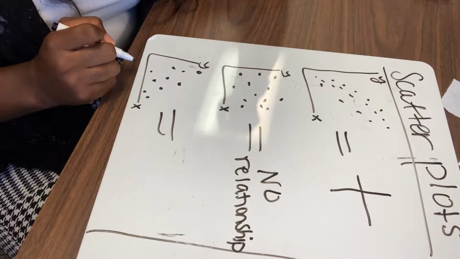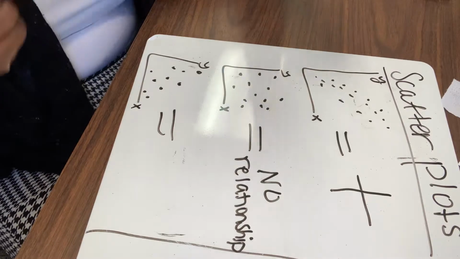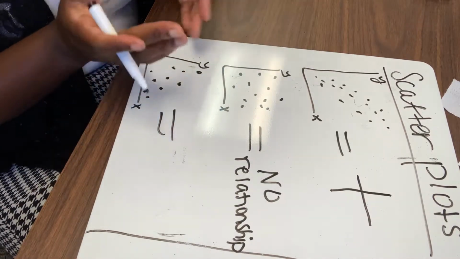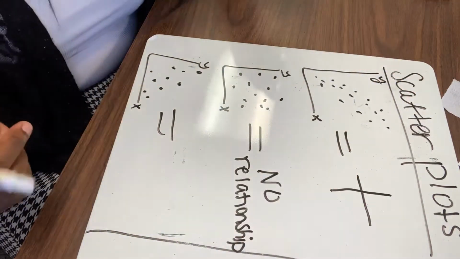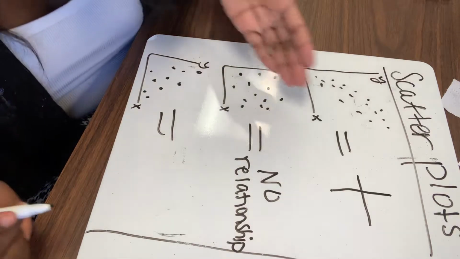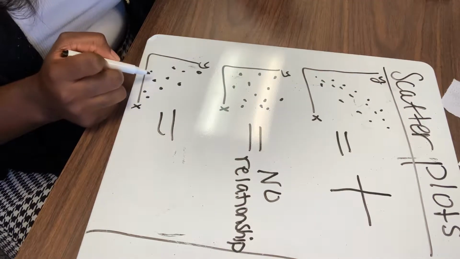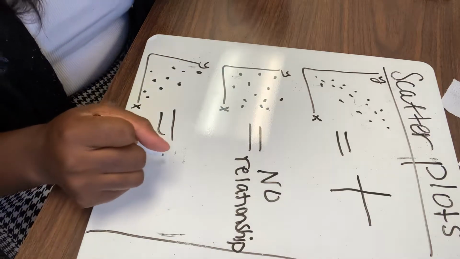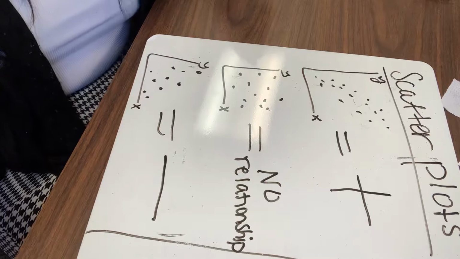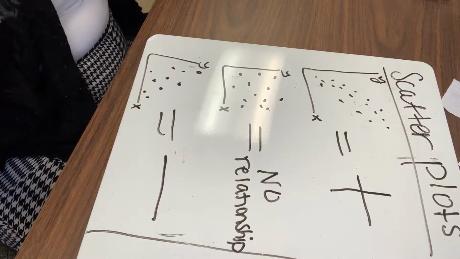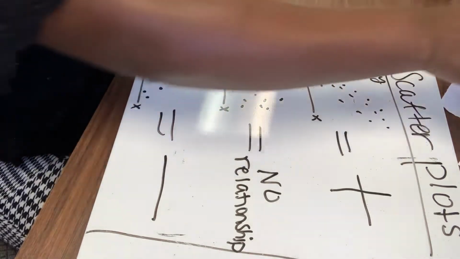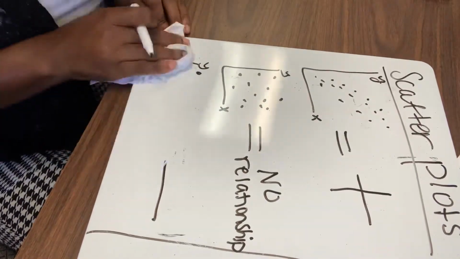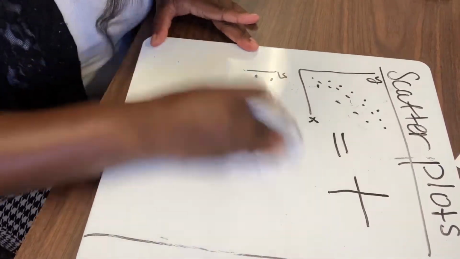All right, now this one. Okay, let's go back to this one right here. We see that they are actually moving upwards, and it looks like it's positive. But right here, all of these are going downwards. So this one has a negative relationship. Okay? So that's how you do that.